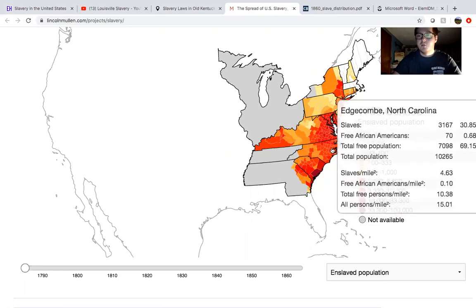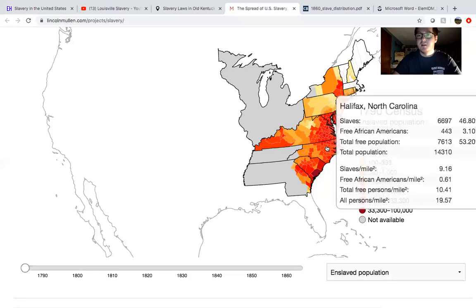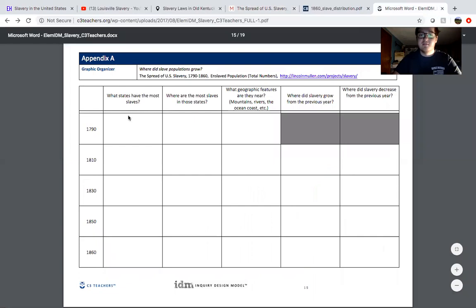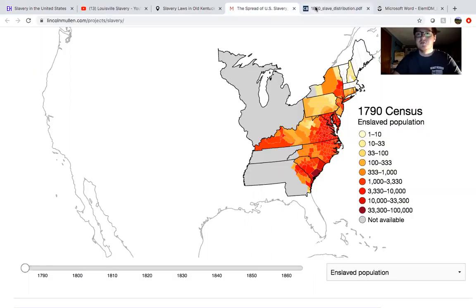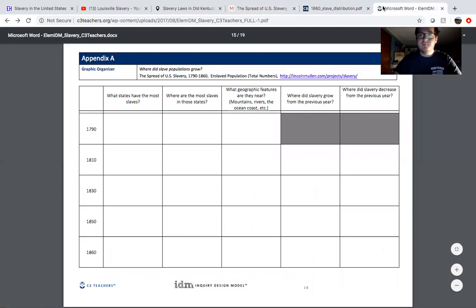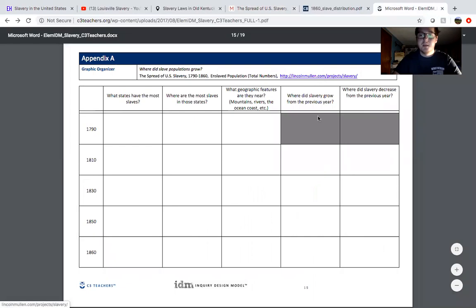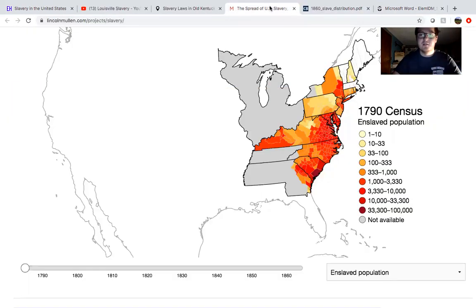Let's go to some more really red here. North Carolina, that would be another state that we could put. So what states have the most slaves? 1790. Again, you can use any source you want. Definitely not this one for the 1790 because this is just 1860. But we have what states have the most slaves? Virginia, South Carolina.